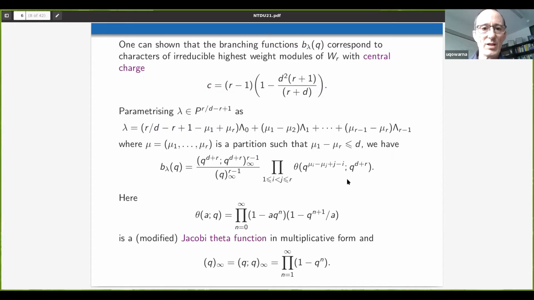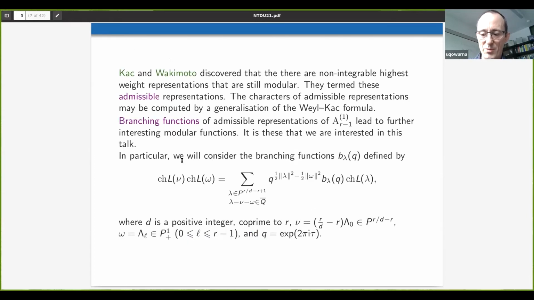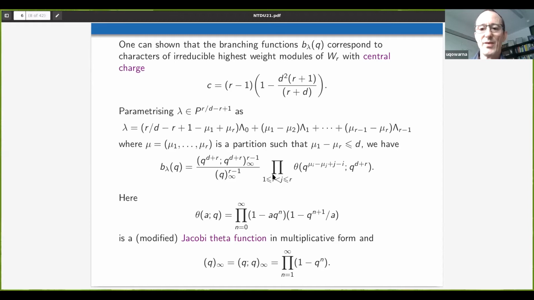And in particular, these branching functions, well, one surprise is that they correspond to characters of another type of algebras that I have no time to talk about, and it would be outside the scope of this conference. They're W algebras. So if you're familiar with the Virasoro algebra, a W algebra is sort of a higher rank generalization of the Virasoro algebra. But again, these branching functions have very interesting modular properties. And so here I've given you an explicit formula for these branching functions in this expansion formula. And the point is that you can see I can express them as products of Jacobi theta functions.